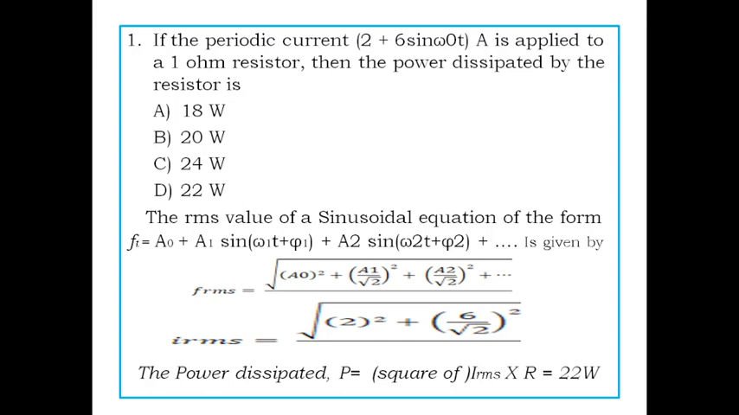The very simple thing is the basic equation should be the funda here. You need to understand the basic equation. So the RMS value of a sinusoidal equation has to be found like this. I hope this is very clear for you.